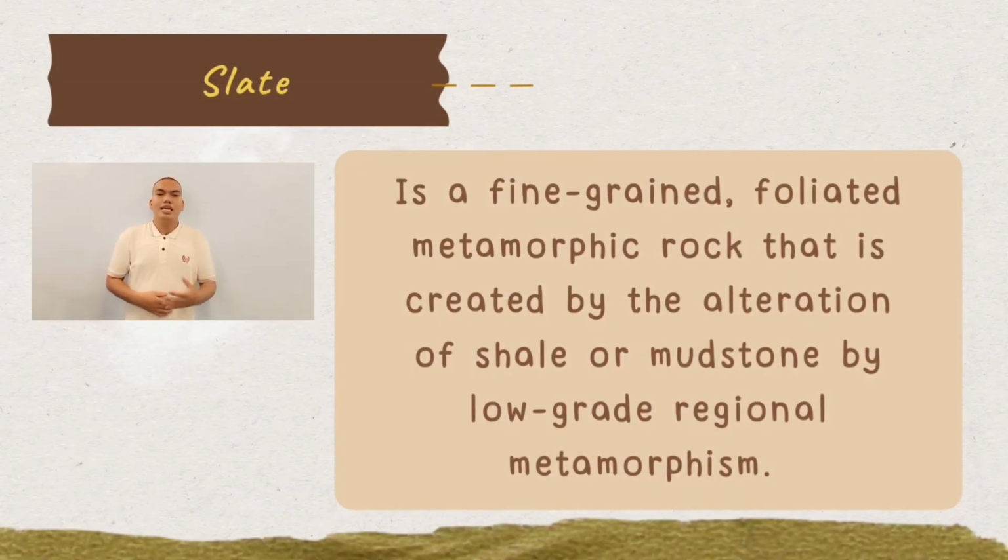Slate is a fine-grained, foliated metamorphic rock that is created by the alteration of shale or mudstone by low-grade regional metamorphism. They've been used as a building stone for centuries because of their strong durability, which makes them great roof tiles. They've also been used as chopping boards, tombstones, and thermal and electric insulators, as well as writing slates, blackboards, or notepads.